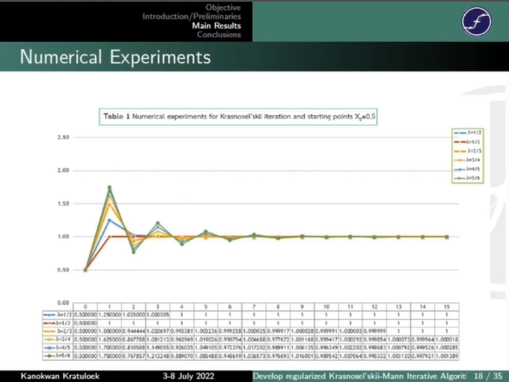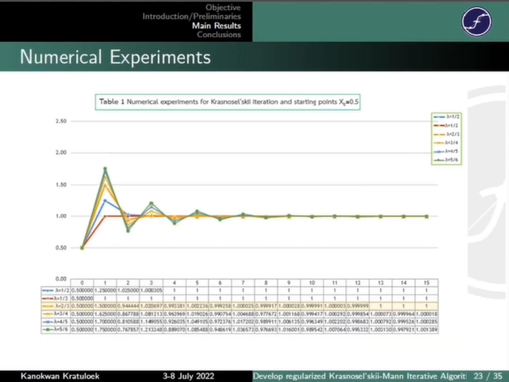In Table 1, numerical experiment for Krasnosel'skii iterations and starting point x0 equal to 0.5, you can see, when lambda equals 1/2, it shows iterations number 4. When lambda equals 1/3, it shows iterations number 1. When lambda equals 2/3, it shows iterations number 13. When lambda equals 3/4, 4/5 and 5/6, it does not show iterations.